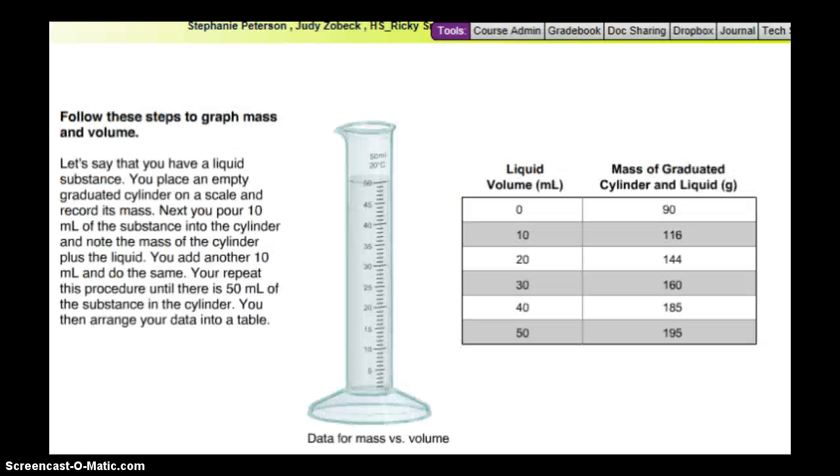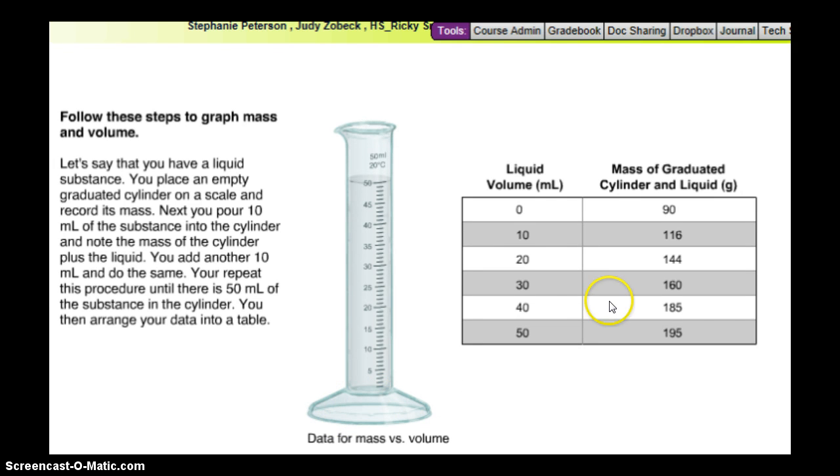Follow these steps to graph mass and volume. Let's say that you had a liquid substance. You place an empty graduated cylinder on a scale and record its mass. Next, you pour 10 milliliters of the substance into the cylinder and note the mass of the cylinder plus the liquid. You add another 10 milliliters and do the same. You repeat this procedure until there is 50 milliliters of the substance in the cylinder. You then arrange your data in a table.